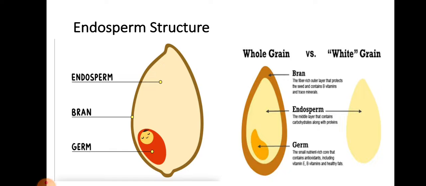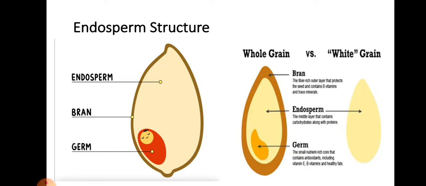So here you can see the whole grain and the white grain. In whole grain you can see the germ, endosperm, and bran. Bran means the outer covering of the seed, or the seed coat. Here the germ is the baby plant or the embryo, and the remaining inside portion is the endosperm.